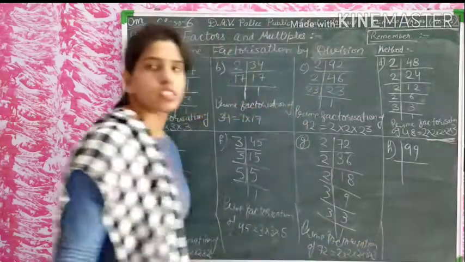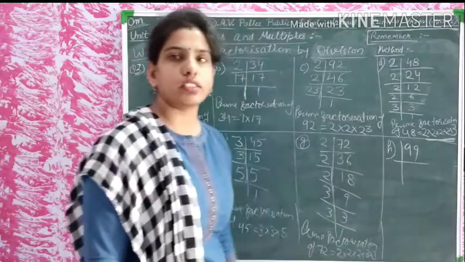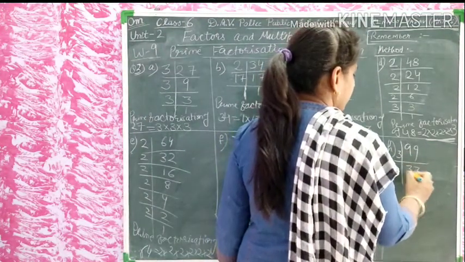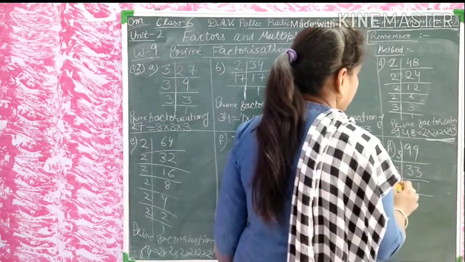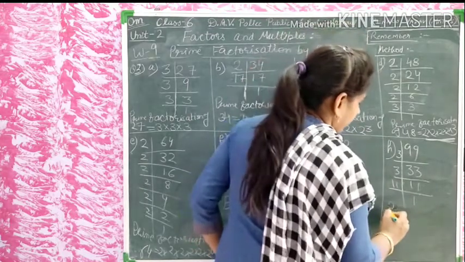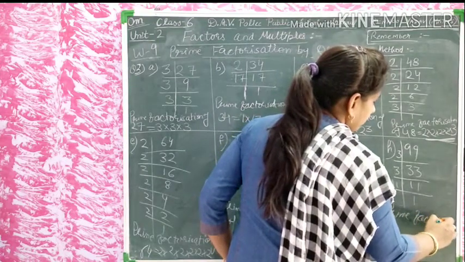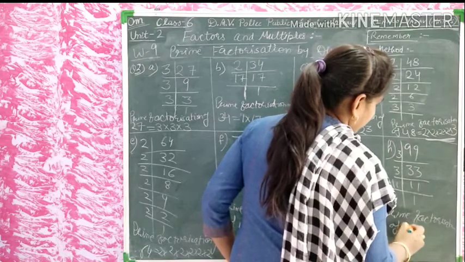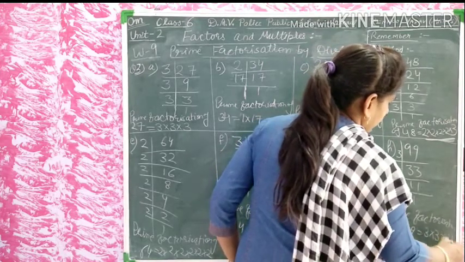It must be this. Okay students, now we will go to the next question, 99. It will be divided by 3, 3 3s are 9. Again it will be divided by 3, 3 1s are 3. Now it will be divided by 11. So the prime factorization of 99 is equal to 3 into 3 into 11.